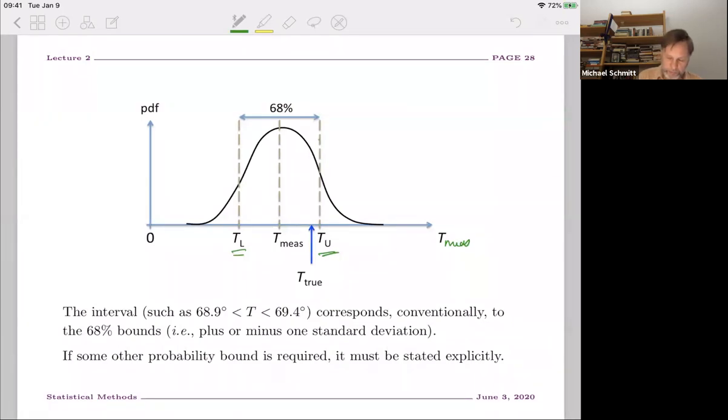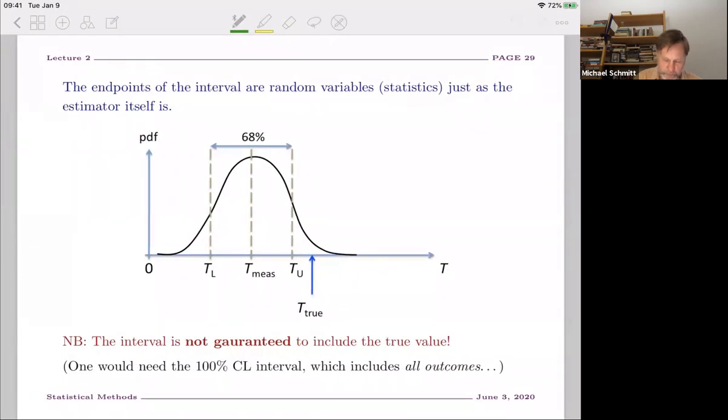The true value happens randomly to fall in this band 68% of the time. These two things are the data, or they are functions of the data in our understanding of the measurement process. And it could be, like in this case, that the true value actually lands outside of this interval that we specify at 68%. Okay, so the interval is not guaranteed to include the true value.